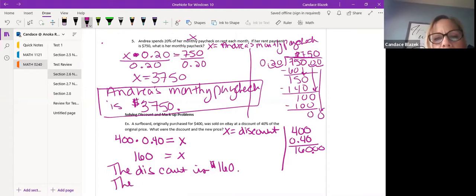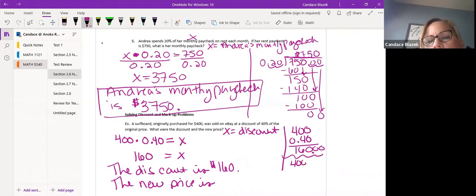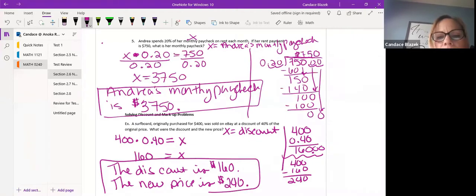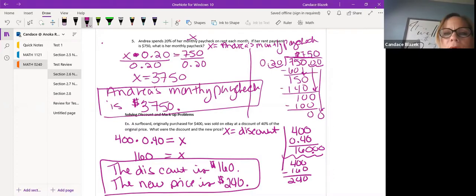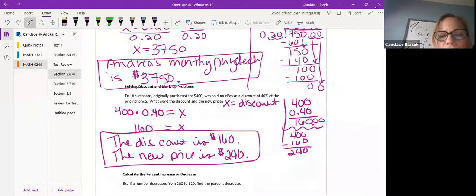The new price is, okay, well, the new price, more scratch paper, 400, subtract 160, I get $240. So the new price is $240. So percent, we've looked at percent increase. We've looked at percent of our monthly paycheck. And this would be percent discount.